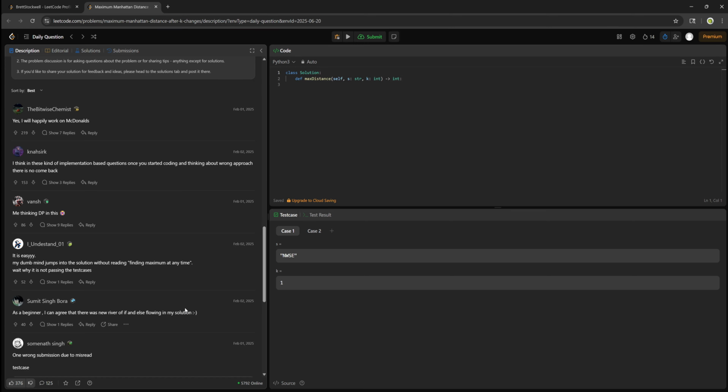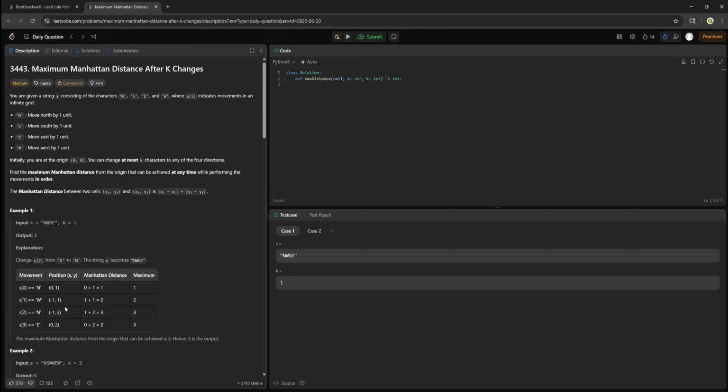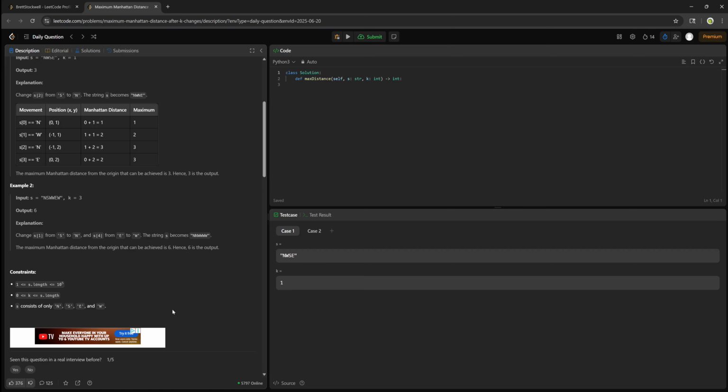If and else. Okay. Is it really just brute force? That seems super slow. And the length can be up to, was that 10,000 characters?